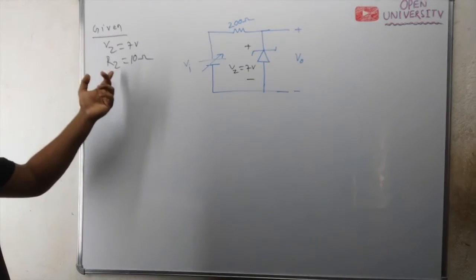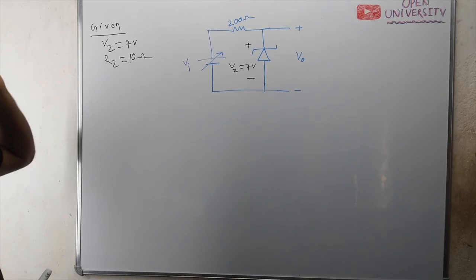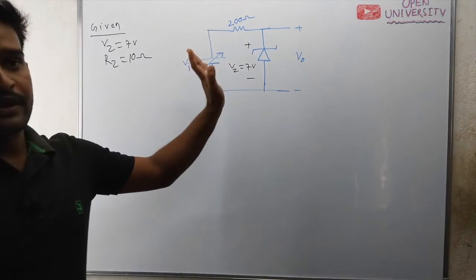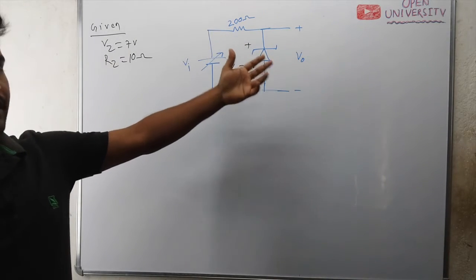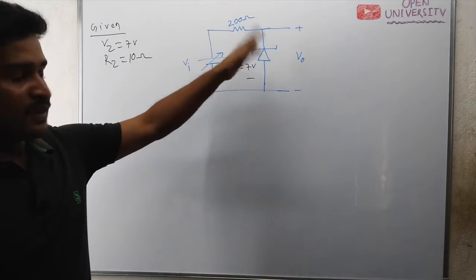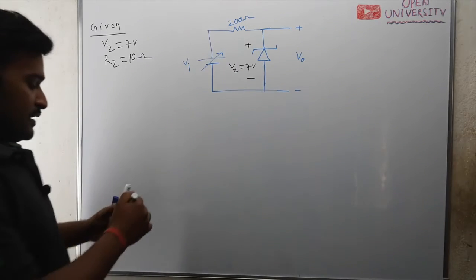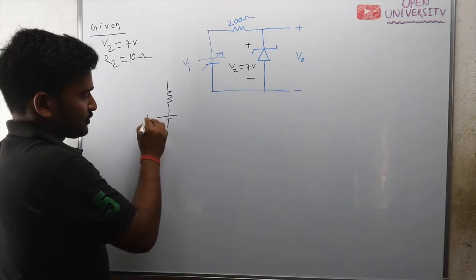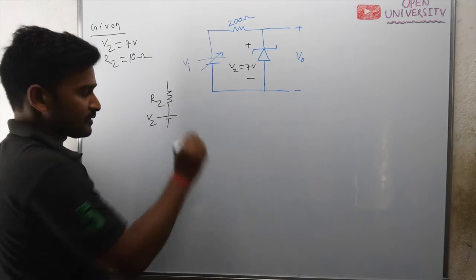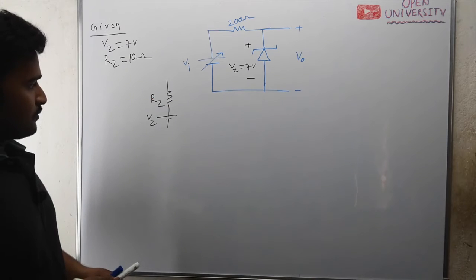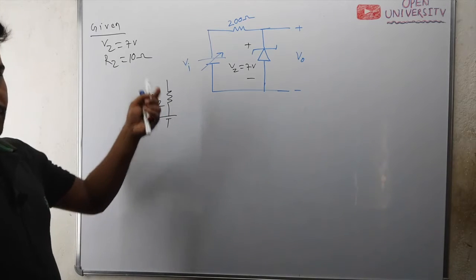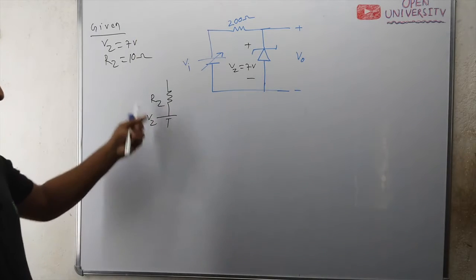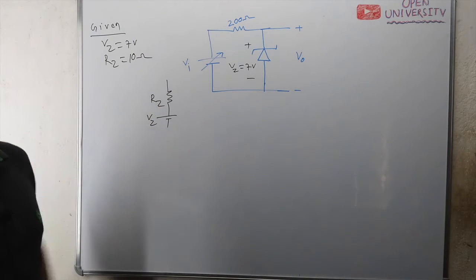Since RZ is given, it is not an ideal Zener diode. So when the Zener diode is in the breakdown region, we replace it with a series combination of VZ and RZ, like this. This will be VZ and this will be RZ. RZ is considered zero when the slope is infinite. If there is some slope, then RZ will be considered.